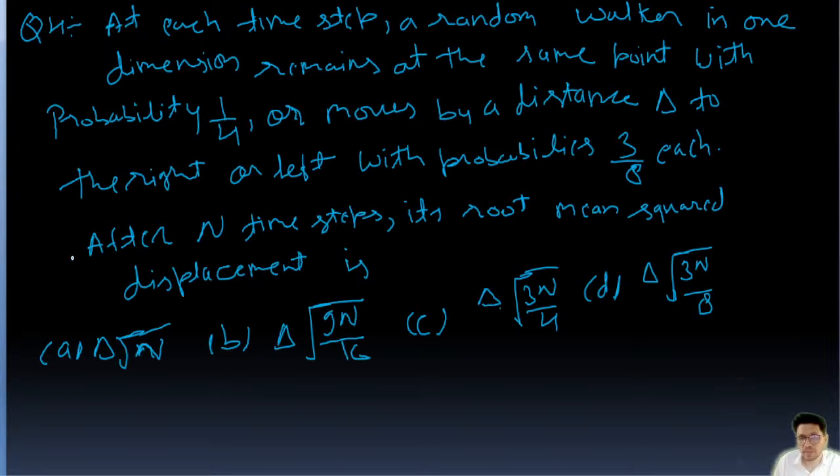So the RMS, that is the root mean square displacement, is in the form K root n. That we can see from the question and options. Okay, now we'll take a special case. If n equal to 1, we're just taking a special case and then we'll find the answer.